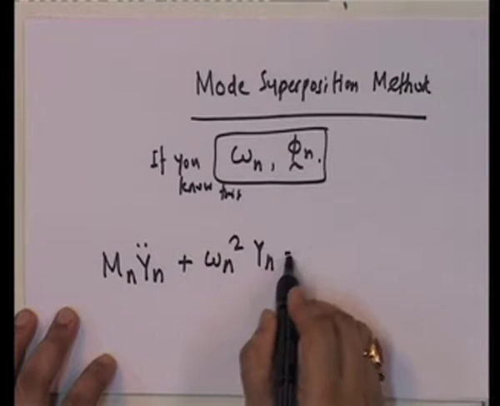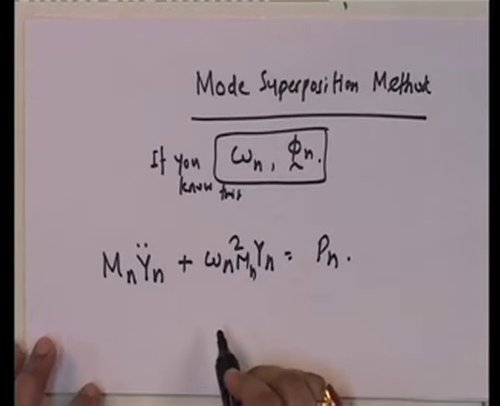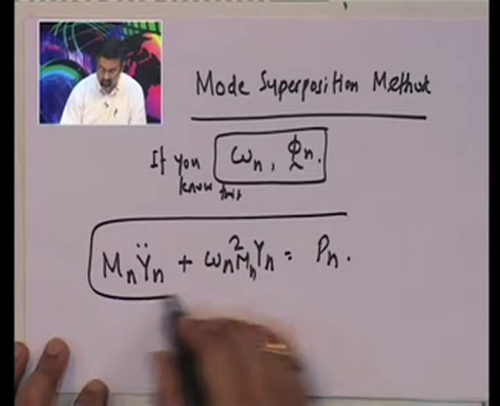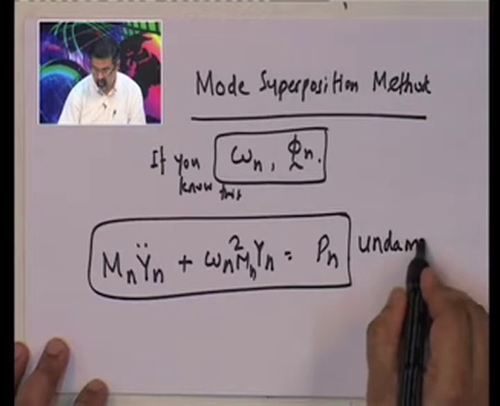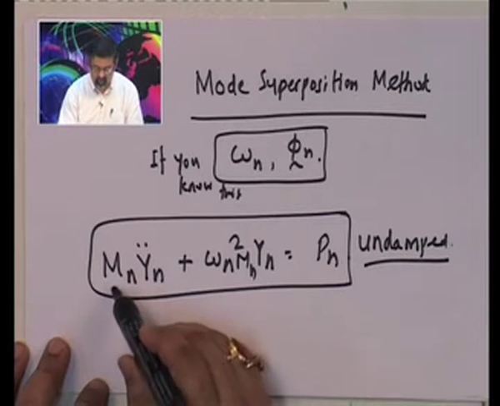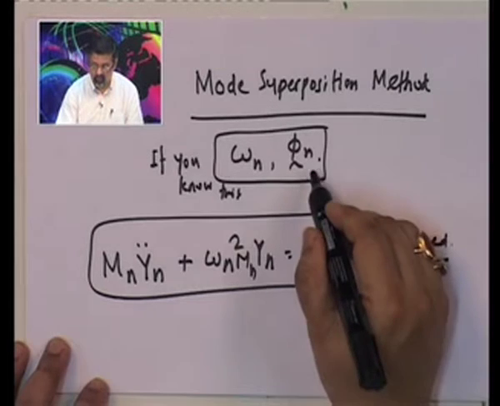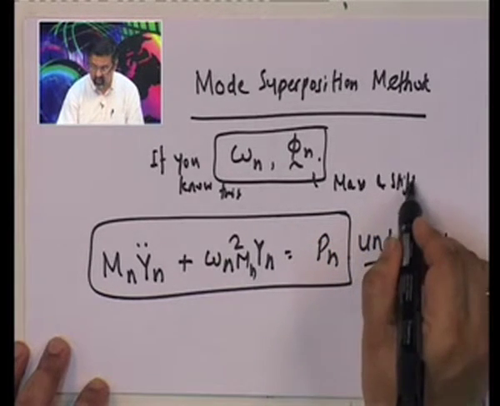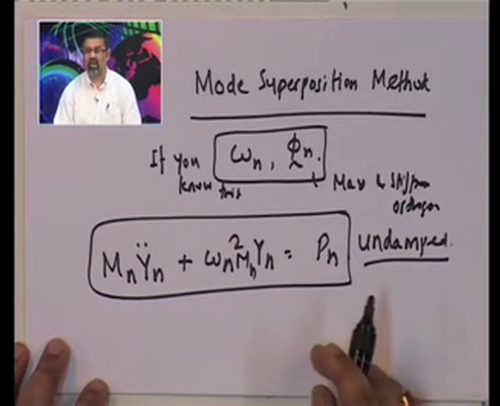It looks like this, with omega n squared m n, for the undamped case. And this comes from the fact that the phi n are mass and stiffness orthogonal. That is why I get this equation.